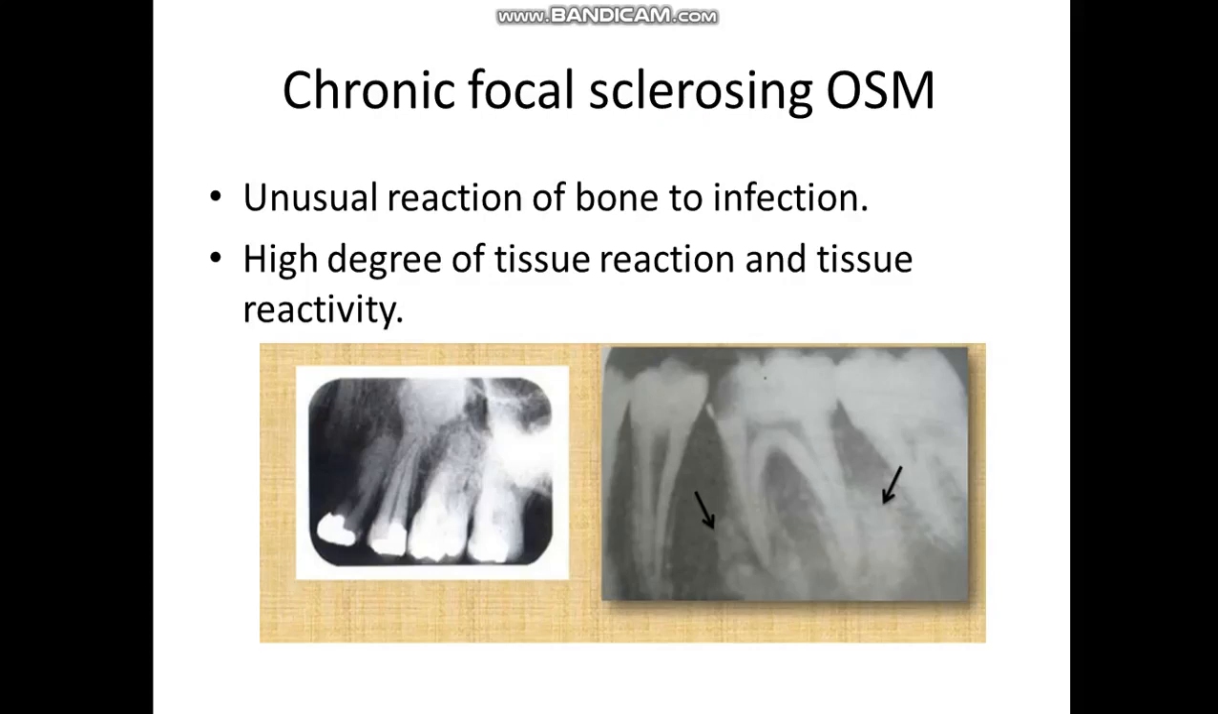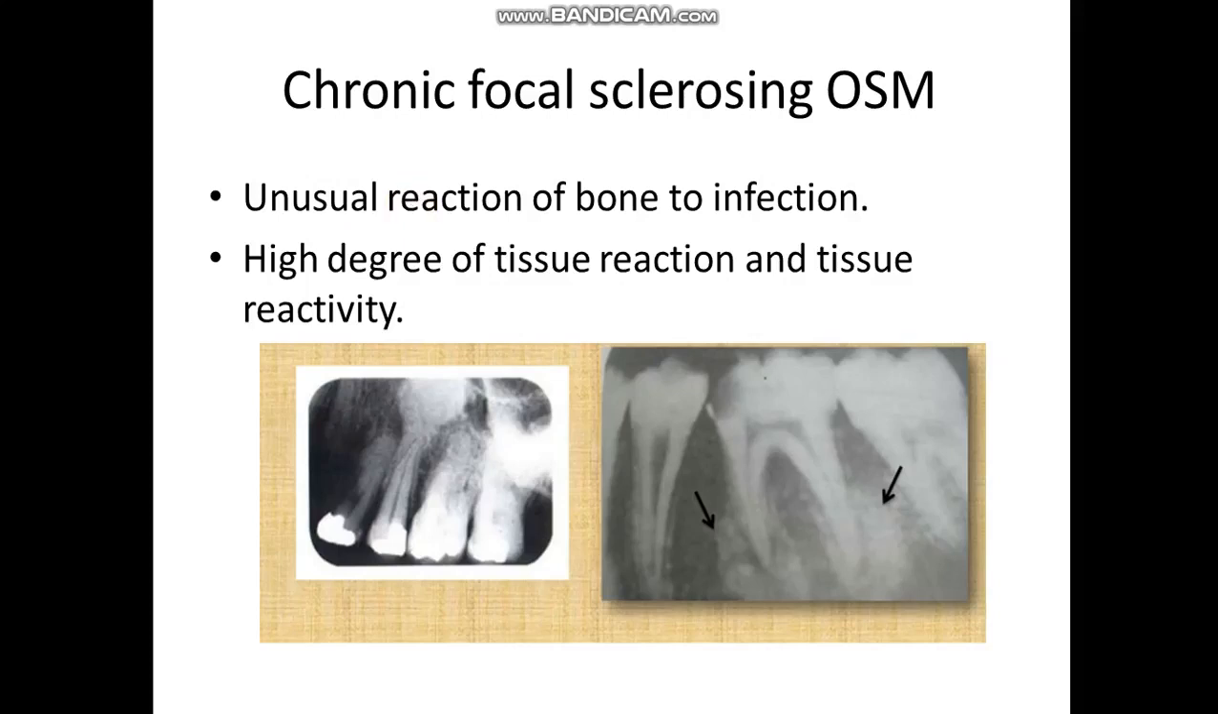So it could be focal or it could be diffuse. Focal, localized; diffuse, involving a large area. So this is called diffuse. But here we are going to discuss the focal sclerosing osteomyelitis. It is an unusual reaction of bone to infection. The infection is usually low-grade infection.